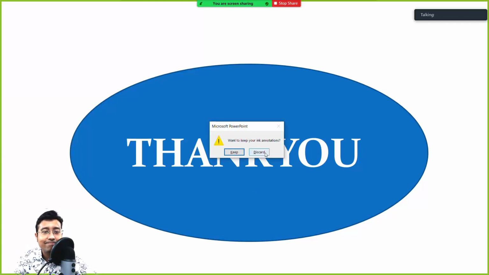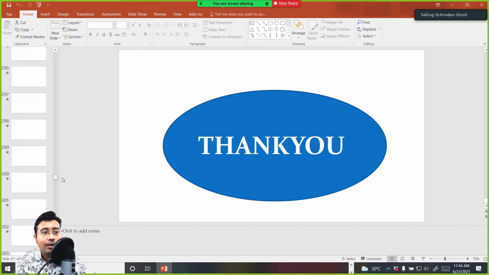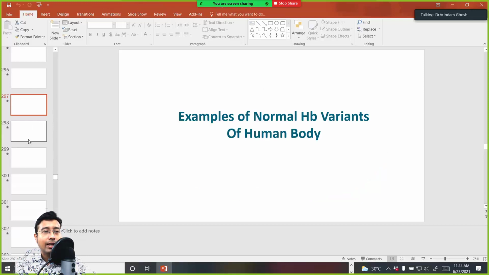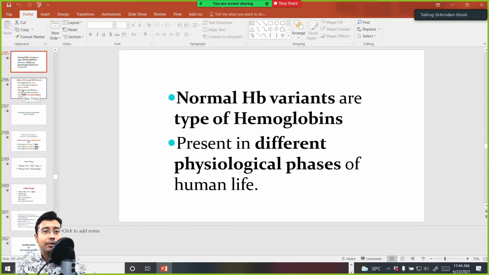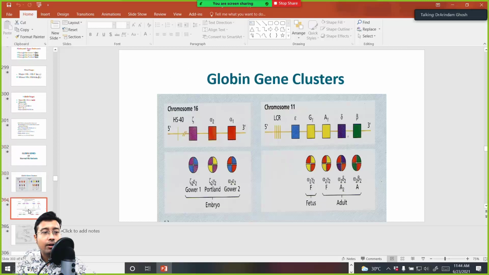Can you see the number? There are 471 slides here. If you calculate, it will take a very long time. But the reason why there are 471 slides is because in one slide there is only one line. So a very important tip for teachers.